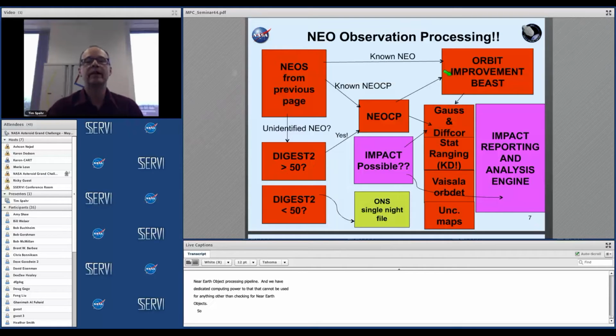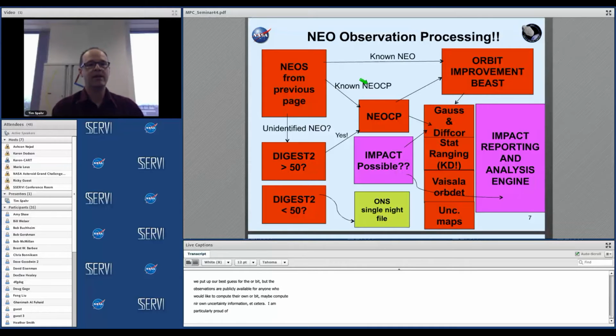So now we've continued on, and here is where the near-Earth objects from the previous page have come in. Anything that is unidentified and scores higher than 50 on that digest will be posted on the near-Earth object confirmation page. This is a web page that is publicly available, and it also contains all the observations and orbits for anything there. So we put up our best guess for the orbit, but the observations are publicly available for anyone that would like to compute their own orbit, maybe compute their own uncertainty information, etc. I'm particularly proud of this.